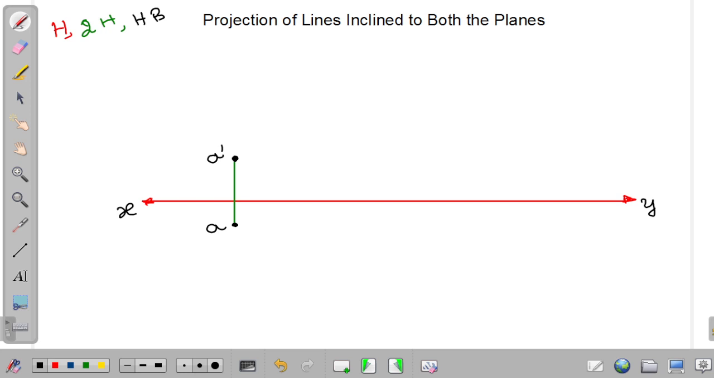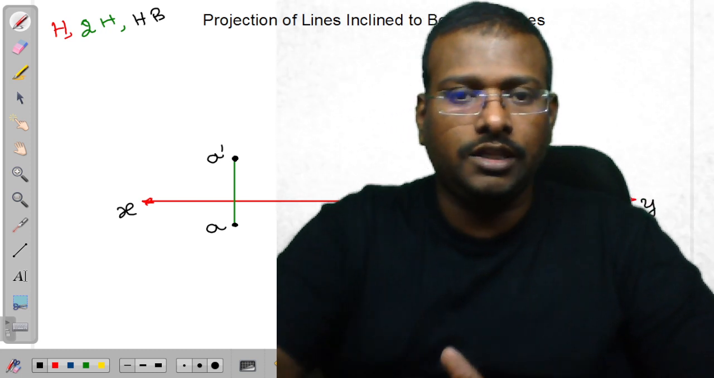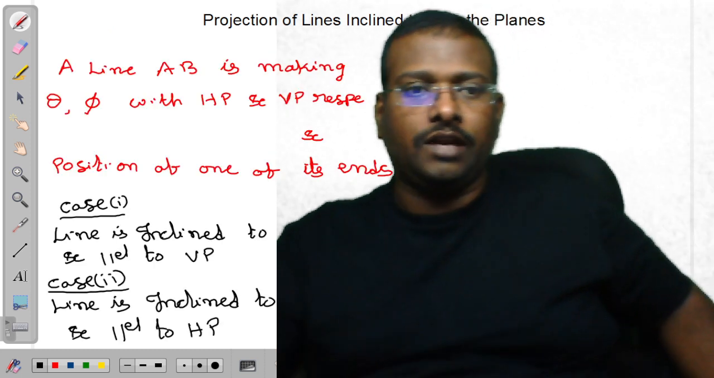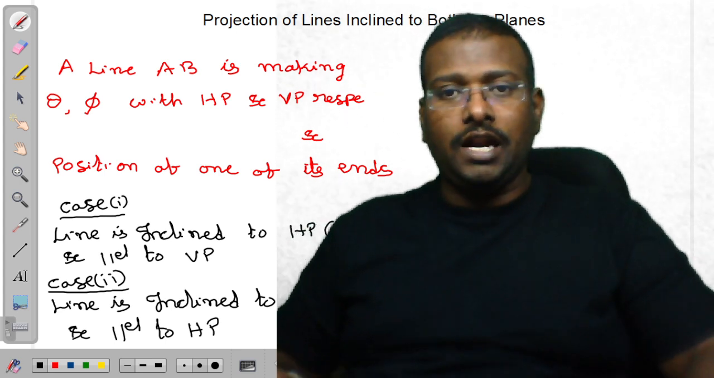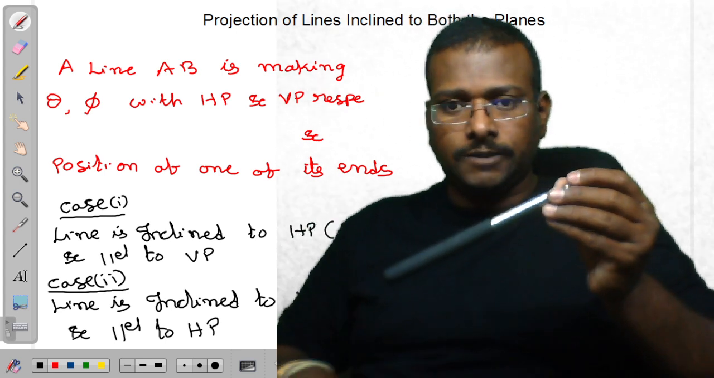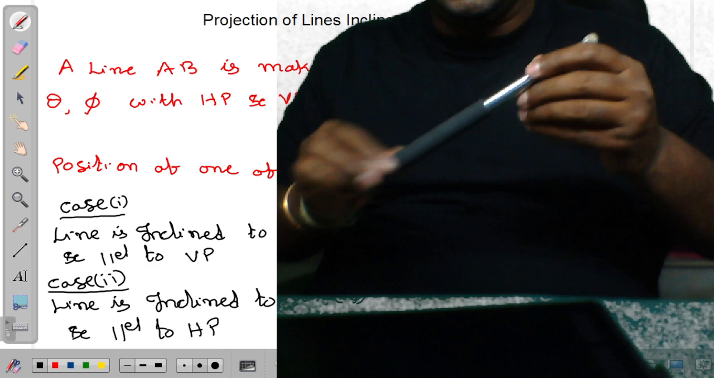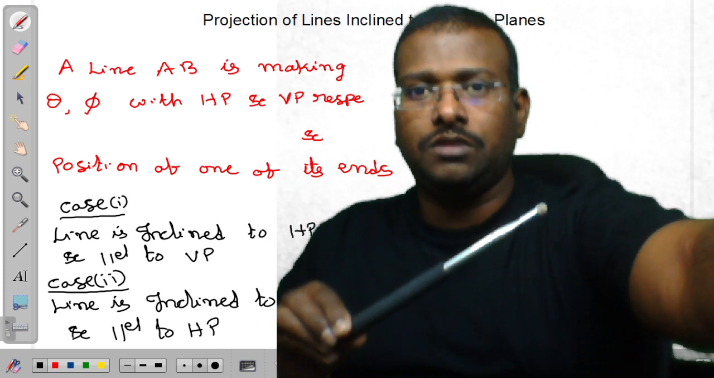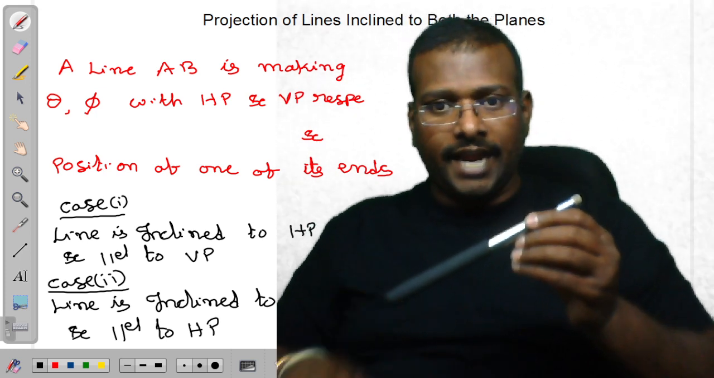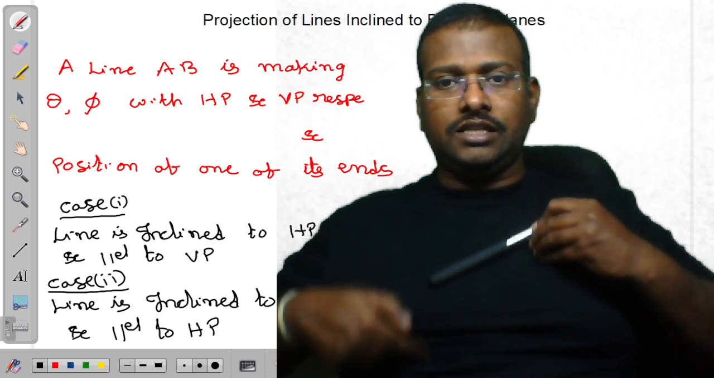Now, what I said in the first case, just observe in the previous one, case 1, what we are going to consider here: the line is inclined to HP, parallel to VP. I hope this position is correct. Yes sir, it is inclined to HP. Actually this black color one is HP. This is some distance above. So this is A dash, and this one is capital A. Once the shadow falls from the XY line, this is A dash.